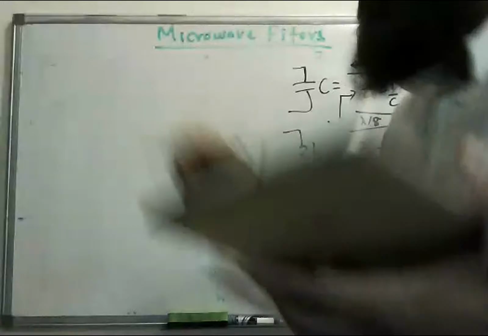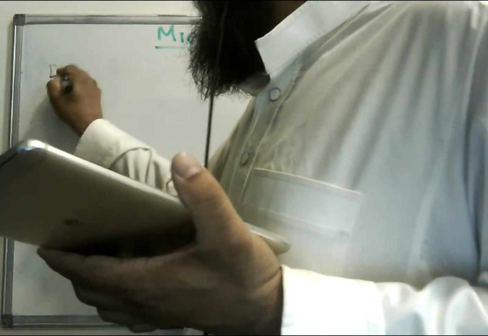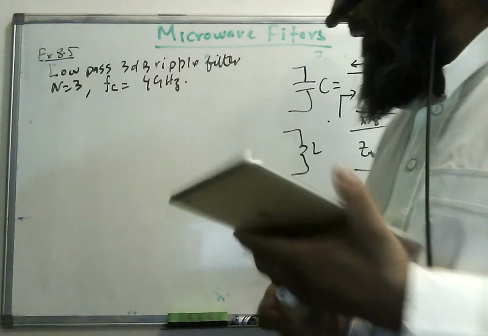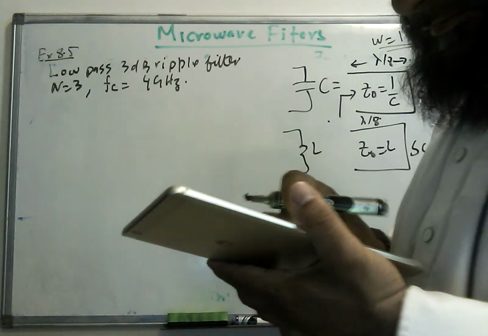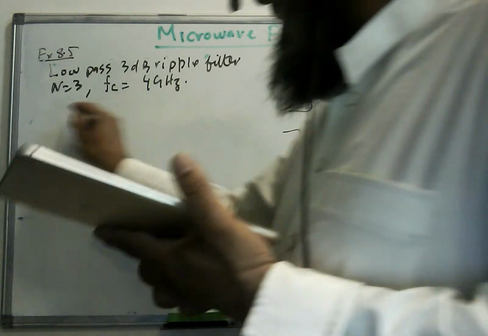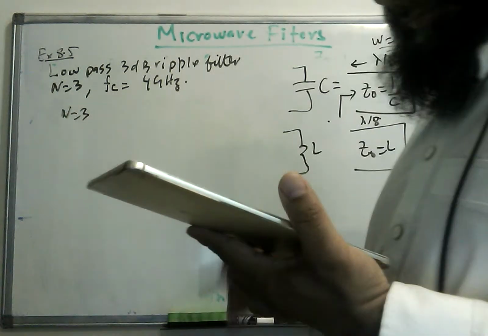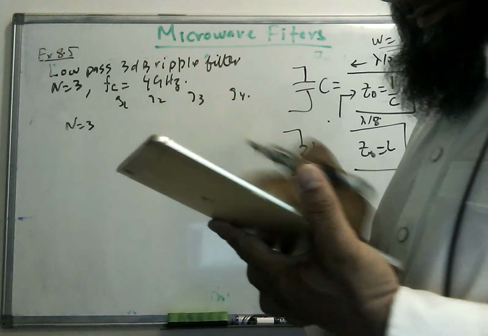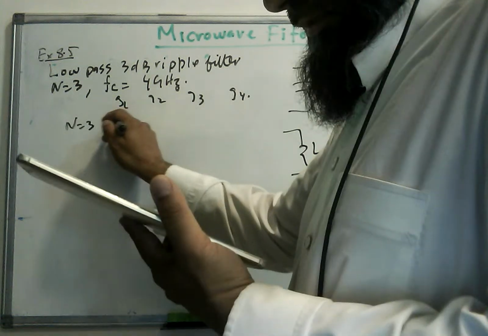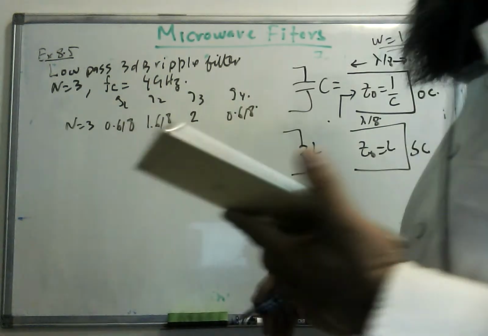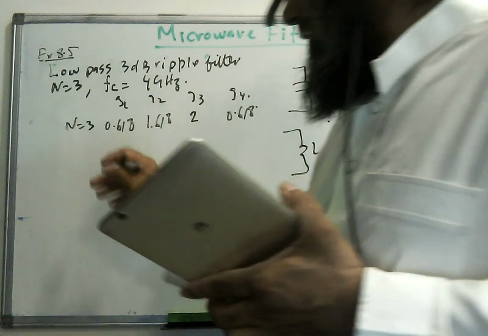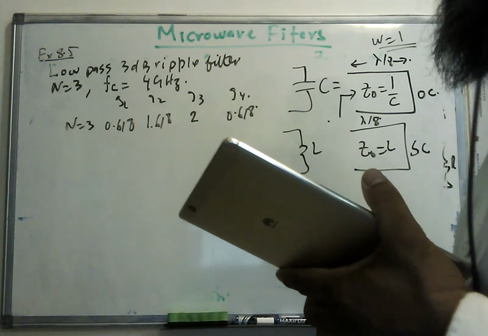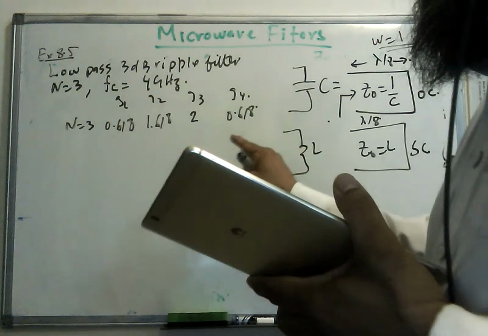Now in this one, we need to find the low pass filter. I need to design, so this is example 8.5, and we can find that the unit elements for n equal to 3 are given by 1, 0.618. So I can find the inductance and capacitance as I did in the class assignment. But for now, I want to find the transmission line equivalent.